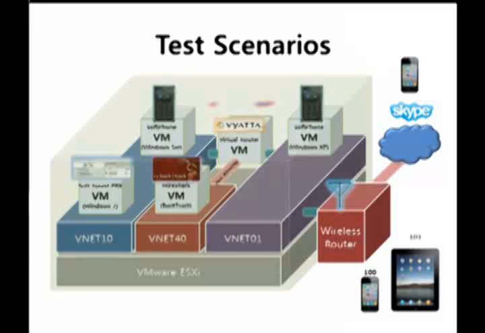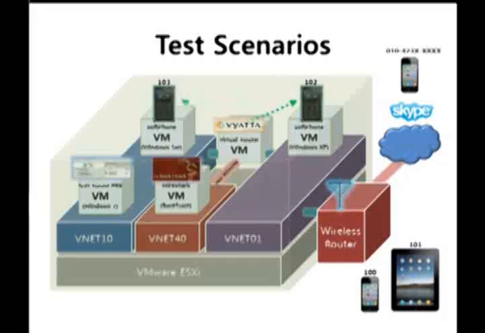4 software phones have local numbers 100, 101, 102, and 103, and a mobile number for outbound call test. Internal call test between local number 102 and 103. Another call test from local number 100 to mobile number.